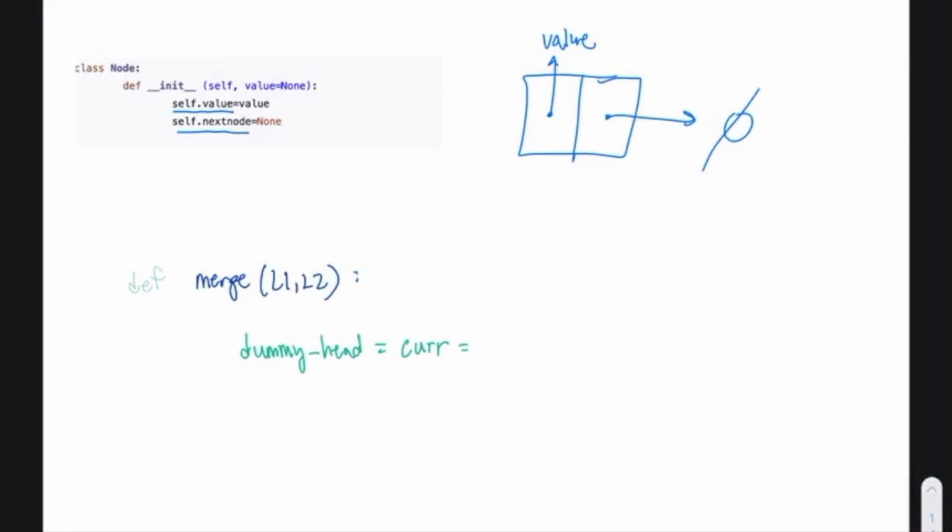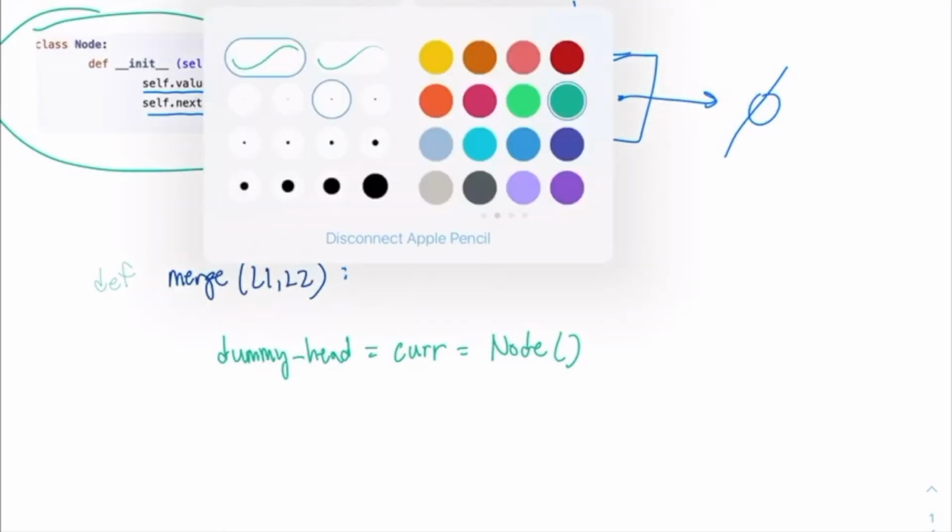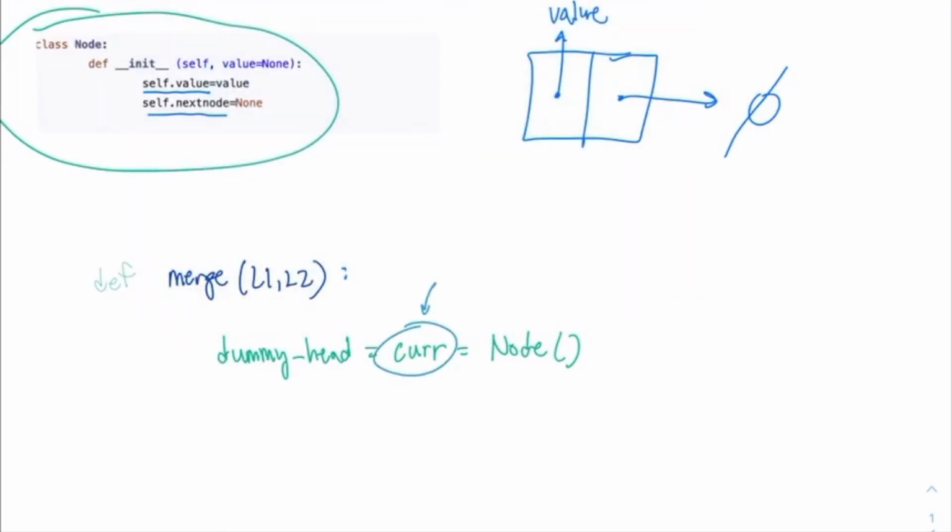and I'll show you later on how we use cur, but just know that cur is another variable, and node is going to be using the class node definition, so that cur will have the dot value and dot next node attributes, and so will dummy head. So both of these now have dot value and dot next node.